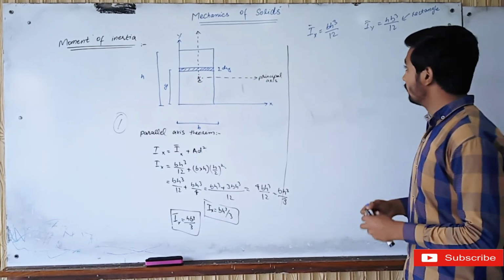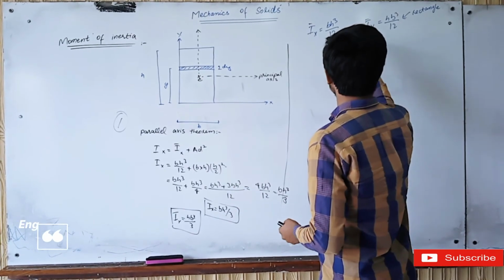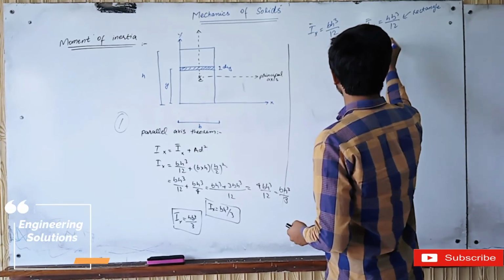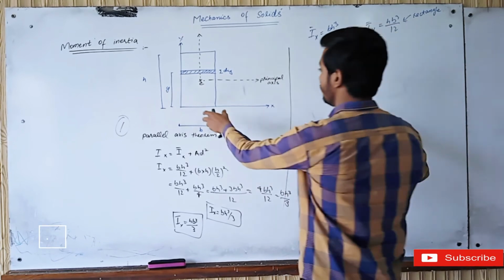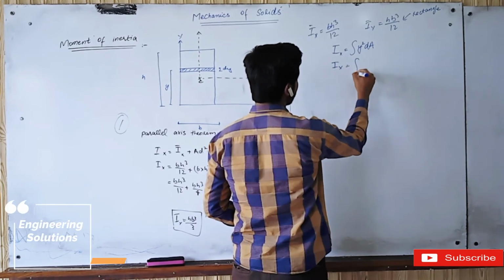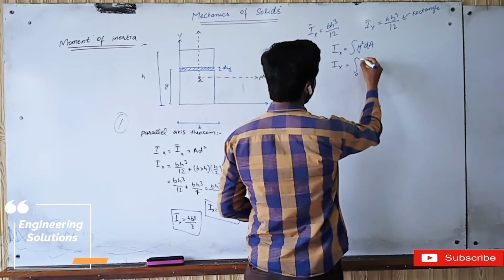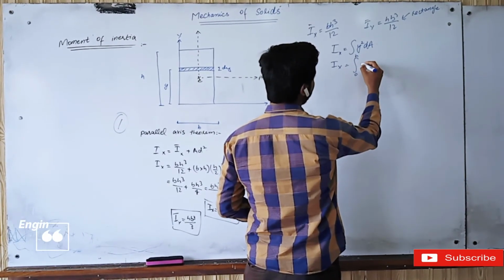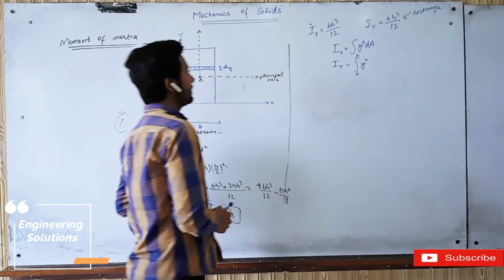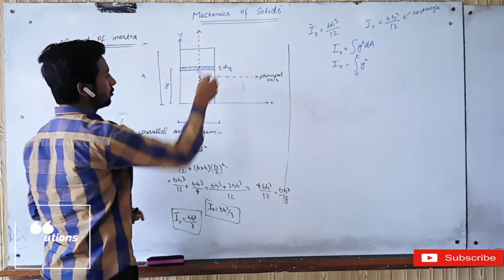From definition we know that if we calculate Ix, it will be equal to integration y square dA. So for this rectangle, Ix will be equal to the integral with limits from 0 to h, of y square dA, where dA is the area of this strip, and it is equal to b into dy.